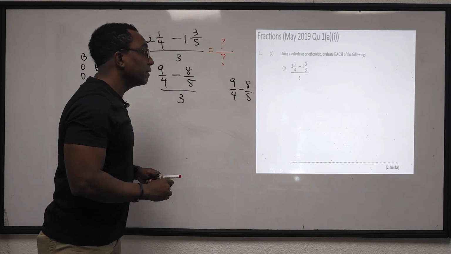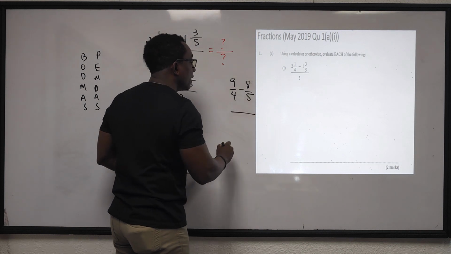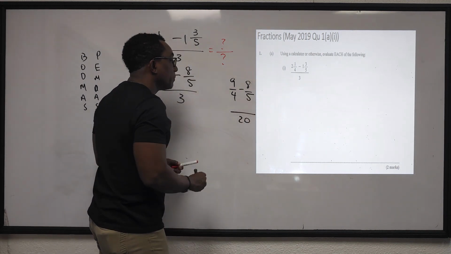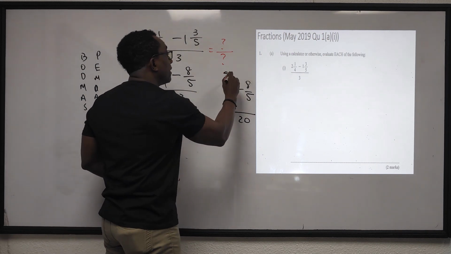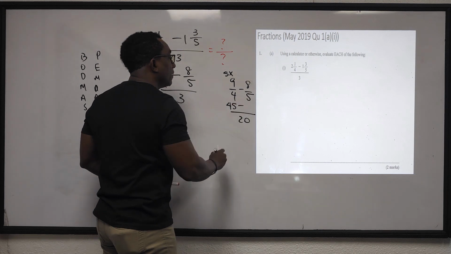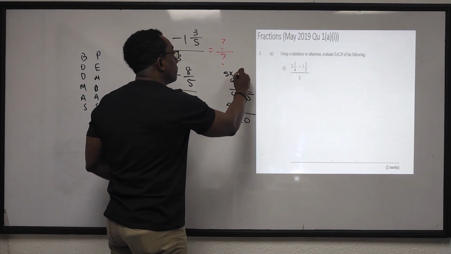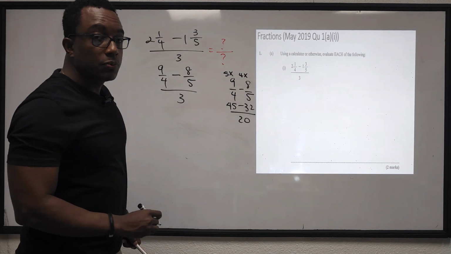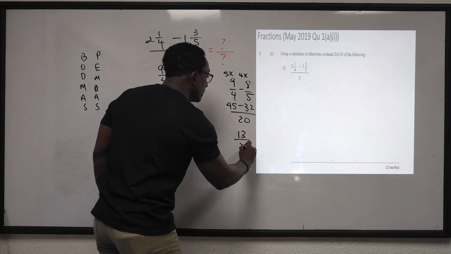When we are subtracting fractions or adding fractions, the first thing we do is find the LCM. The LCM of 4 and 5 will be 20. So we divide 4 into 20, which is 5. We multiply 5 by 9, which is 45. Subtract 5 into 20 is 4. And we multiply 4 by 8, which is 32. And of course, we subtract 32 from 45, which will give us 13 all over 20.